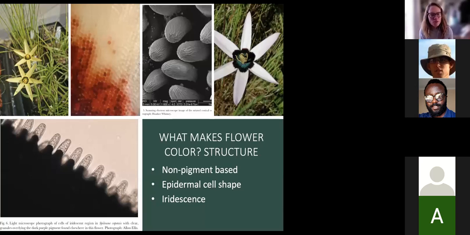The other thing that makes flower color is structure, and there's been some really awesome work done by Alan Ellis and Heather Whitney in Gorteria diffusa. This is not at all part of what we've been thinking about, but I did want to highlight that structure is found in one of our taxa. It's a non-pigment based means for flower color, and it has to do with the epidermal cell shape. And it's also responsible for the iridescence in that beautiful center of the Gorteria flowers.